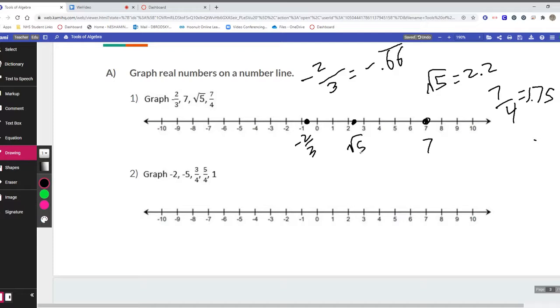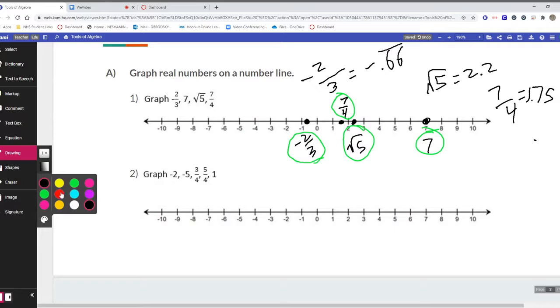So we're going to mark that square root of 5. And finally, 7/4, 1.75 right here. We're going to mark that as 7/4. And that's our answers right there. If I wanted to highlight them a little bit, just so we can see, we have our 7/4, our square root of 5, and our 7. And then I move over to, actually, let's go with the red here. -2, I don't really need to convert that to a decimal. I know -2.